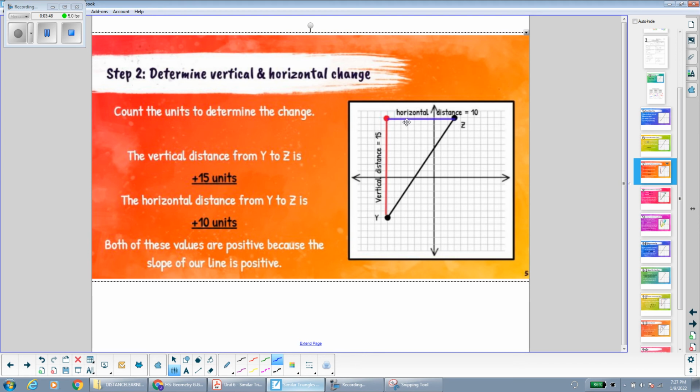Something to keep in mind, as it says here at the bottom of the screen, is that it makes sense for both of these values to be positive in this specific situation because our line had a positive slope. It started off lower and it was going up higher. If our line segment had a negative slope, we could expect either the vertical change or the horizontal change to be negative. But since we have a positive slope, it makes perfect sense that both the change in X and the change in Y should be positive.